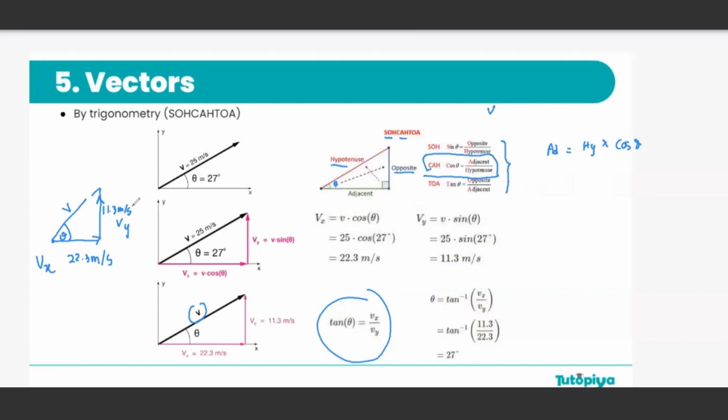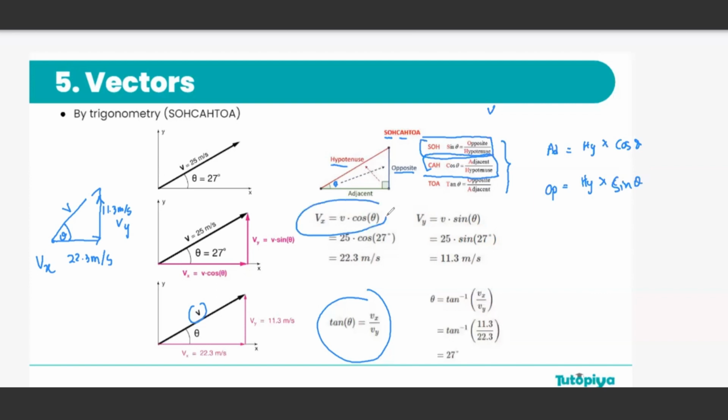Similarly, we get an expression for Vy. For that, we use this first equation. Because sine theta is equal to opposite over hypotenuse, we can find the opposite is equal to hypotenuse times sine theta. That is why we have V times sine theta.